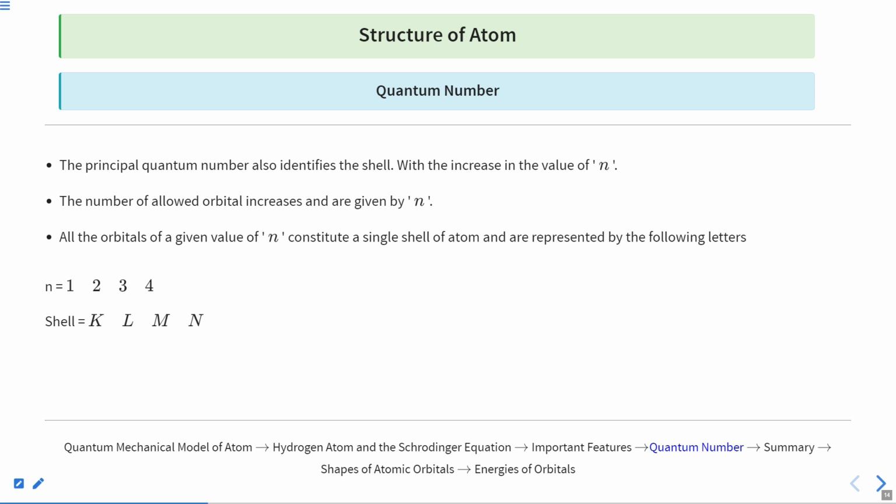Now the most important thing here is that as we increase the value of n, we go on increasing the value of energy also. Higher the value of n, the greater is the energy of that system, or you can say the shell. Clear? Got it?